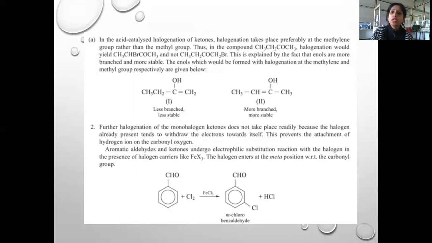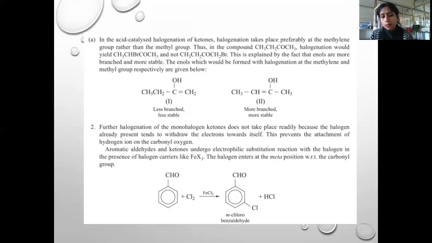So if you also go with the carbocation mechanism, you will see that this is the more stable product. And yes, this will be tertiary, and then this will be, sorry, a primary, this will be a secondary carbocation.